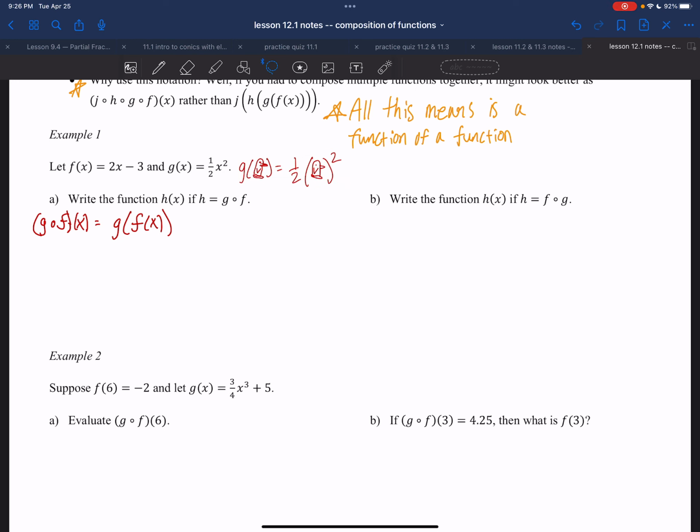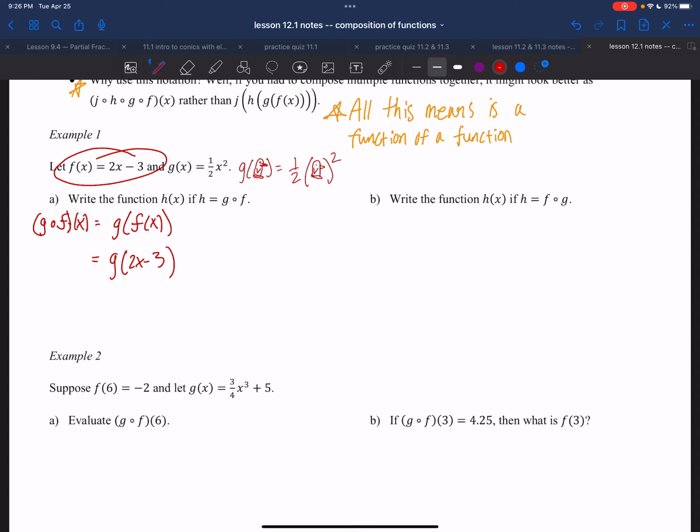Okay, here we go. So what does this mean, right? g of f of x. Well, what is f of x? f of x is 2x minus 3. So when you say g of f of x, what you're really saying is g of 2x minus 3. That's what you're saying.